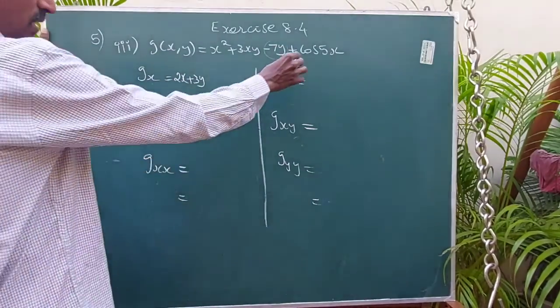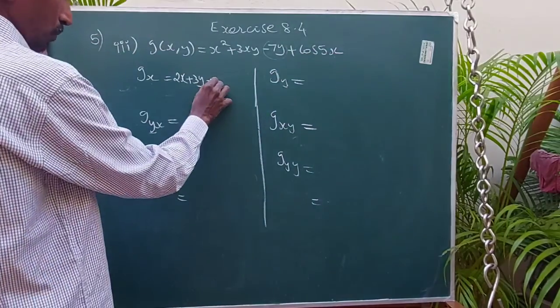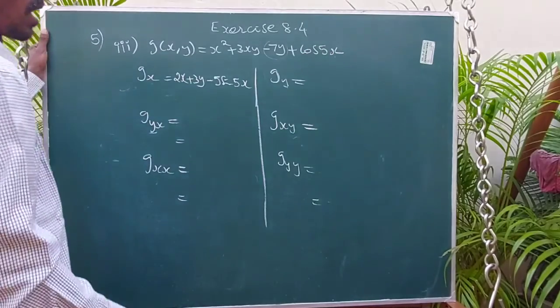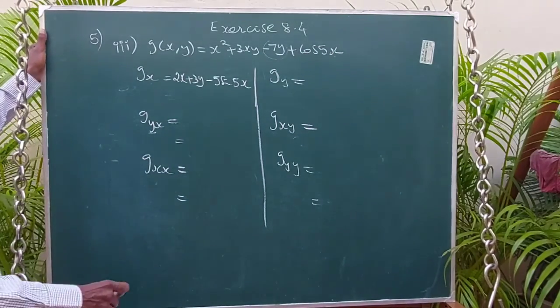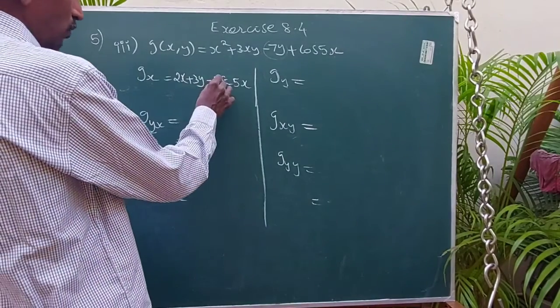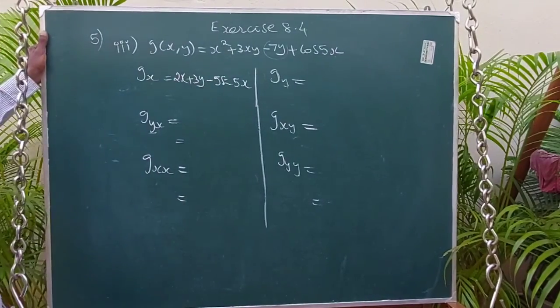Differentiation of cos ax is minus a sin ax. Here a is 5. Differentiation of cos ax is minus a sin ax. So we are getting minus 5 sin 5x. So this is g of x.